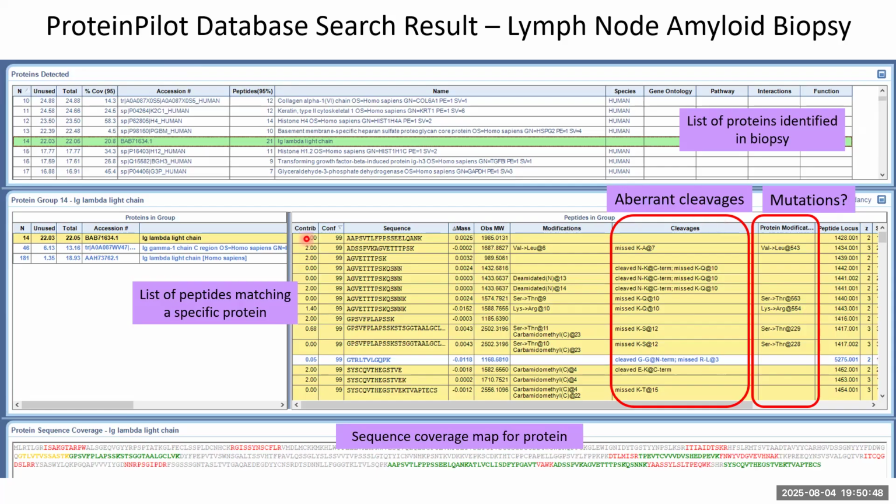The bottom panel here is just a sequence coverage map showing us for Ig lambda, in green, the peptides we feel very confident about; in yellow, the ones where the scoring has been a bit more modest; and then in red, the poor scoring matches; and in gray, unobserved regions.